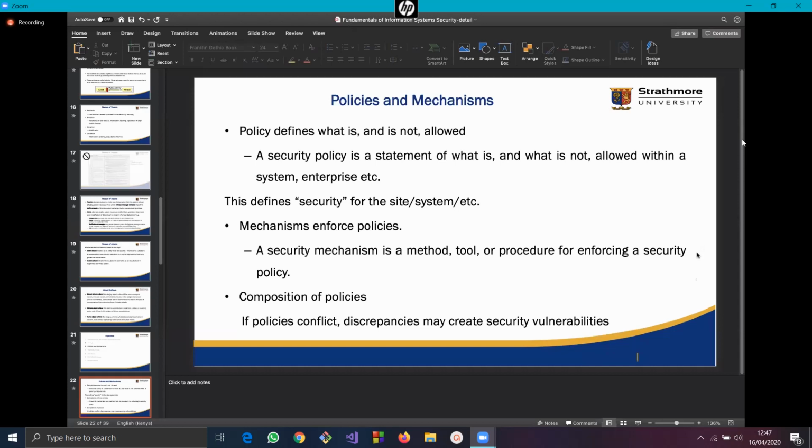I think an example is in some of the organizations, you can't access specific rooms such as the server room. And the mechanism that they use maybe is putting a biometric system that verifies the people who enter into the server room. Okay.